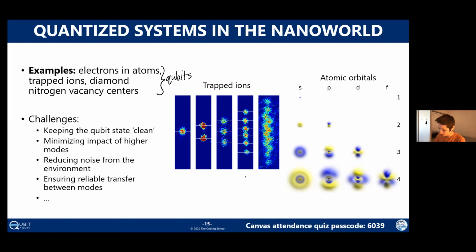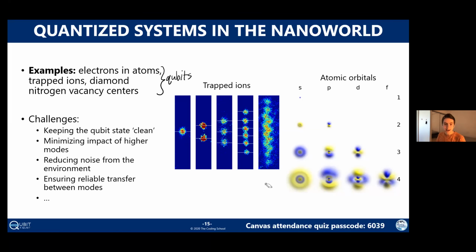So here, what you're actually looking at is individual atoms being trapped in a line. Each of these colorful blobs is an atom. And then you use the various states of these atoms to do a quantum computation, right? Literally, the first atom will be a qubit, the second atom will be a qubit, the third atom will be a qubit. So this machine here is a 6-qubit device.